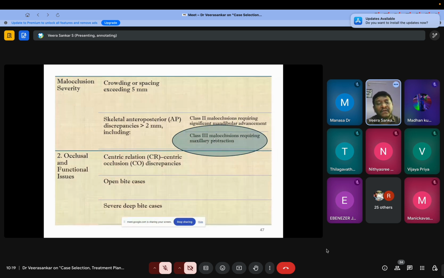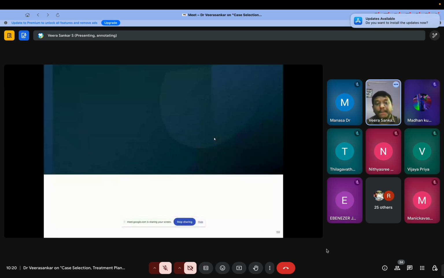The same patient, when they report to the clinic after growth is completed, can be managed with aligners, but with different protocols. And depending upon the severity, the treatment plan varies.